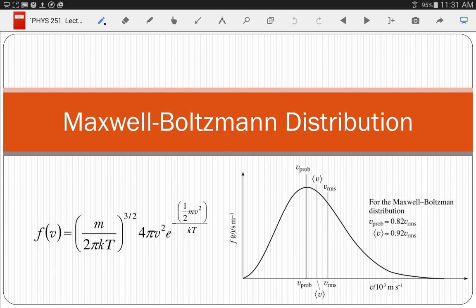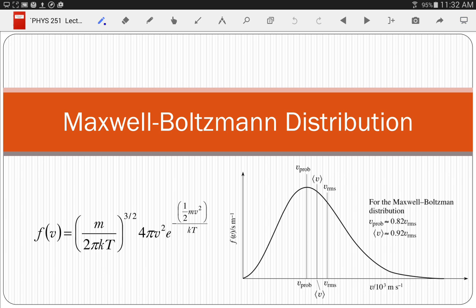Now, you'll notice this figure is a little different than the one that you had on Flip Friday. It shows where the average speed is, as well as the RMS and the most probable. And we're going to go through and see how we can determine what the values are for the most probable speed, the RMS speed, and the average speed if I have a gas that has this Maxwell-Boltzmann distribution.